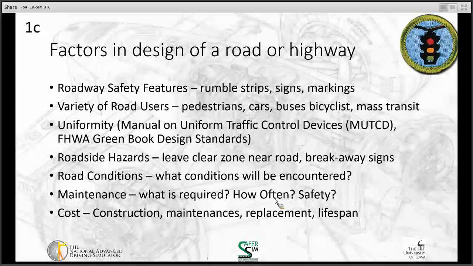Cost: construction, maintenance, replacement, lifespan. How we decide how much we're going to invest in that roadway. The more I invest, I might be able to make a road that lasts longer, but I have to consider how much that extra lifespan is going to cost. That may make a decision between, do I put asphalt down or do I put concrete down? There's a cost difference there, but there's also a lifespan difference.